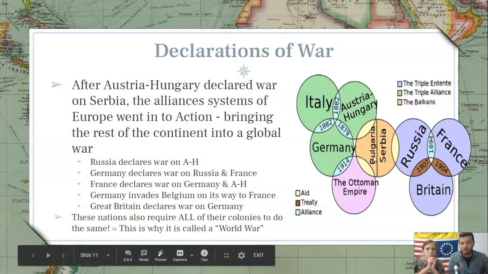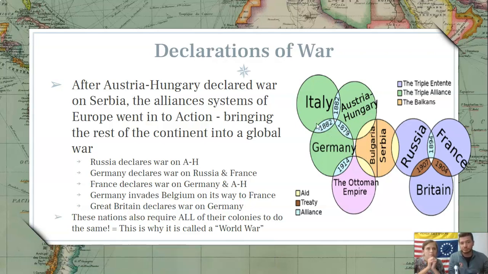Again, Germany had nothing to do with Bulgaria. But that was within the Austria-Hungary Empire, and then so on and so forth. Just everything goes crazy from there.